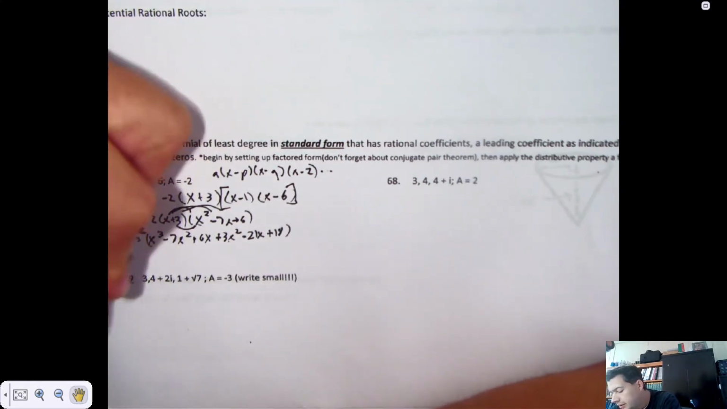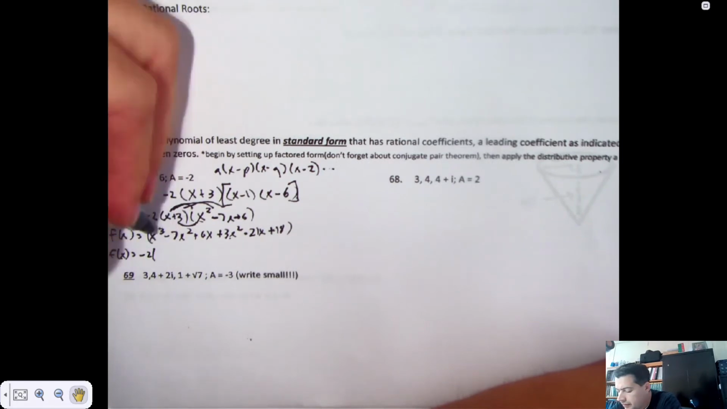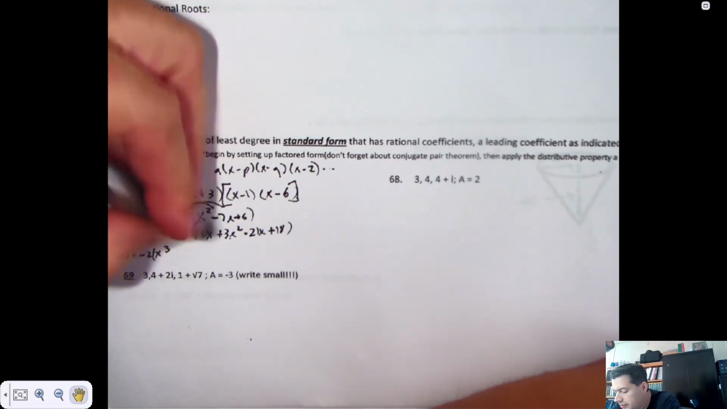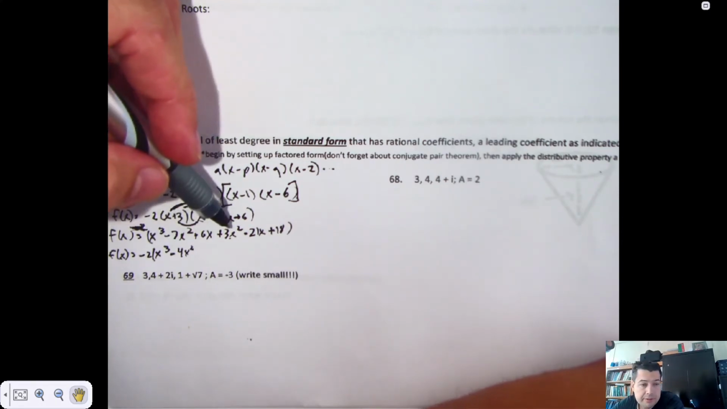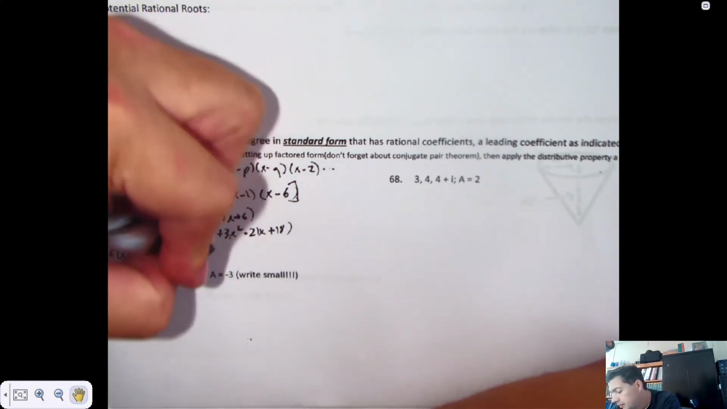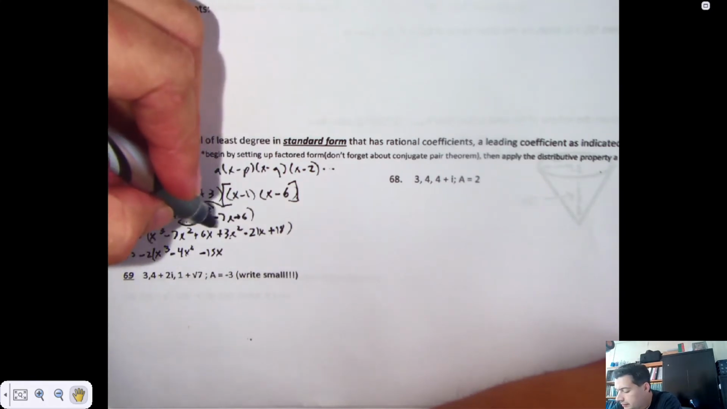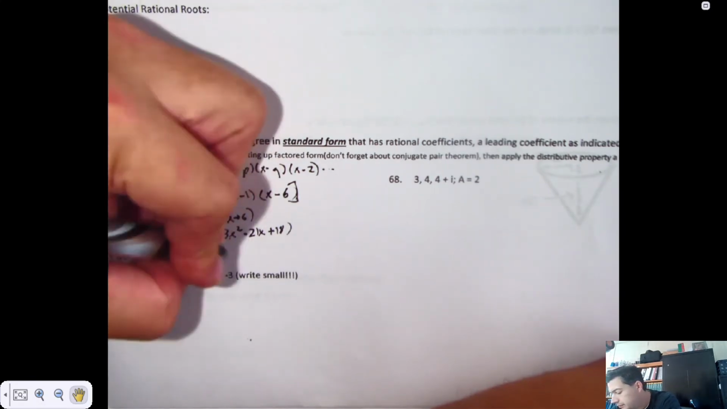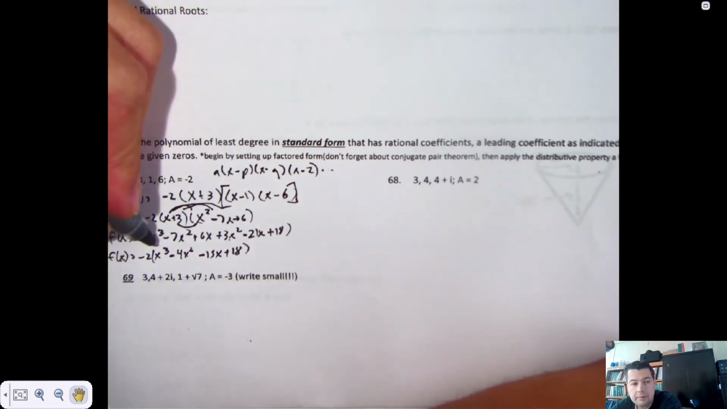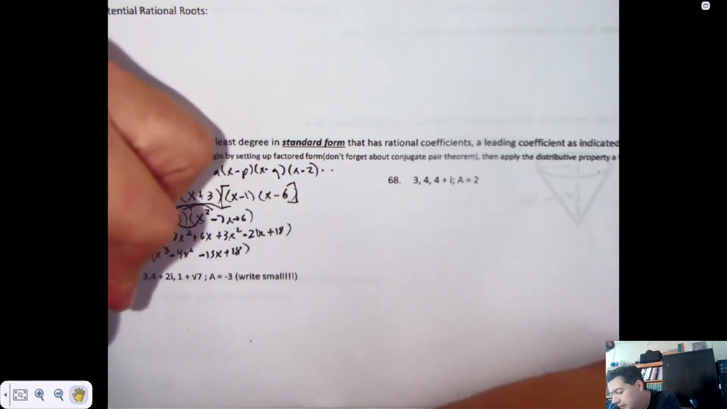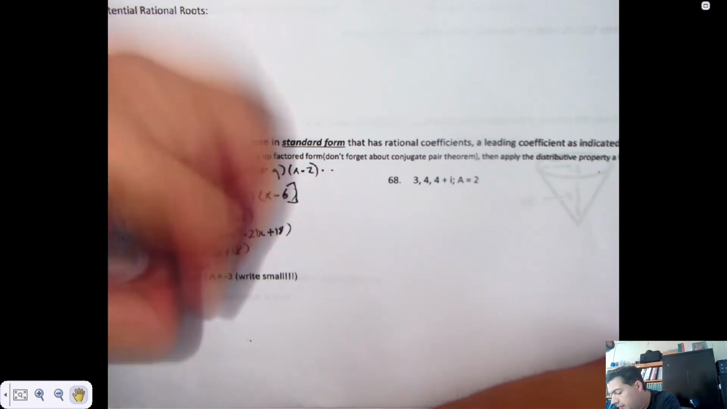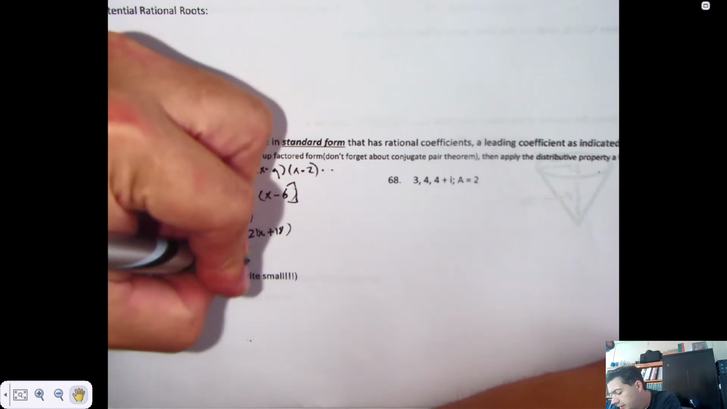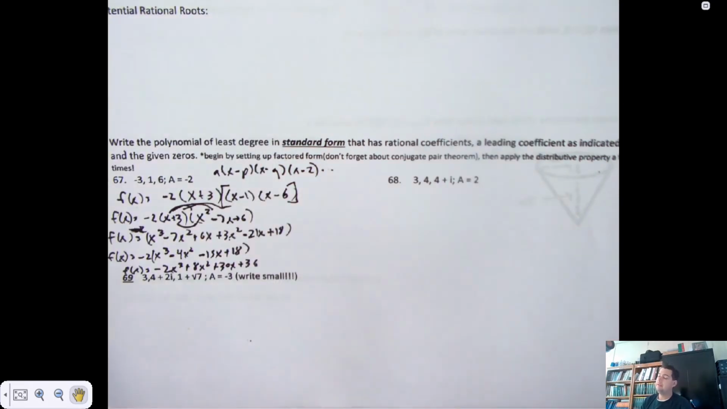So let me combine like terms. There's only one x cubed. Looks like there's minus 4x squared. If I combine my x's, I think there's minus 15 of them. And what's left? That 18. And then I multiply everything by -2. So it's -2x cubed plus 8x squared plus 30x plus 36. All right, that was 67, which was the easiest of these 3 problems.